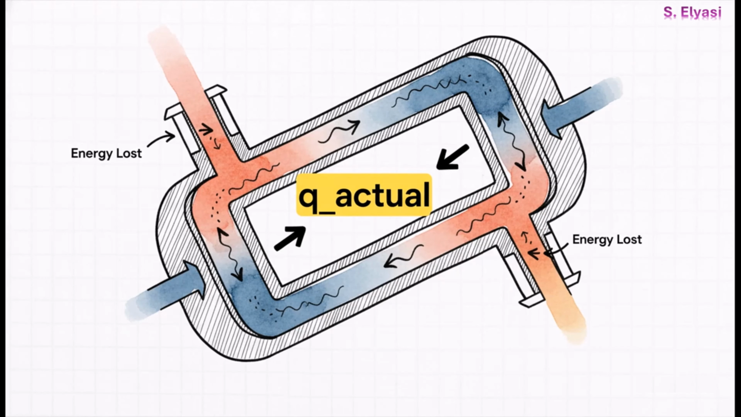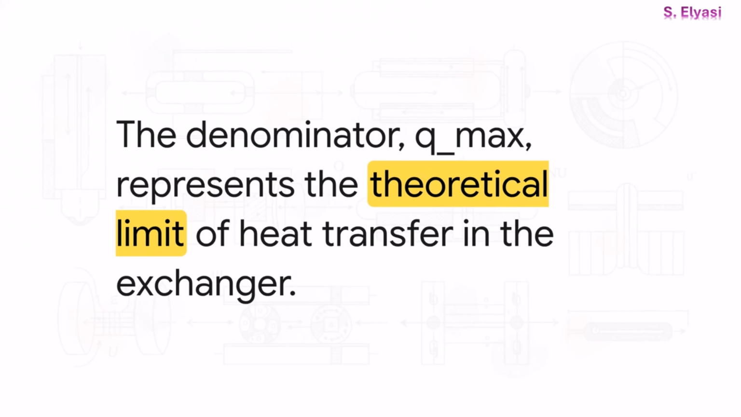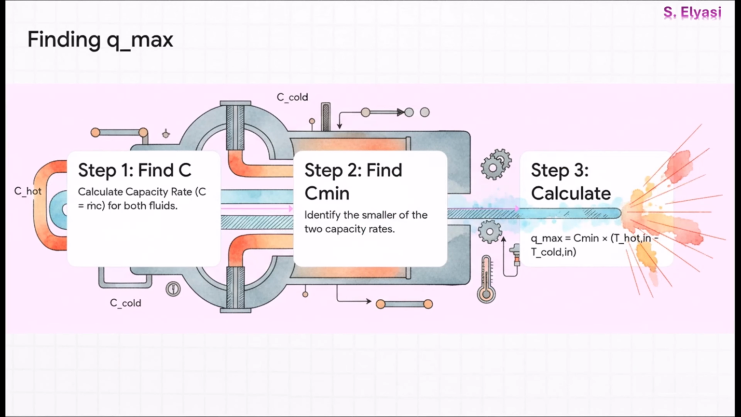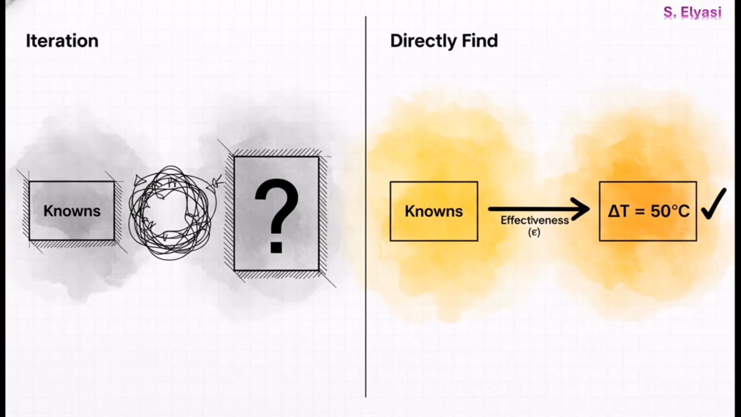So that top number, Q actual, is what's really happening. The heat your system is actually moving. And the bottom number, Q max, is the theoretical limit. Think of it as the perfect scenario. Now this is cool. That maximum transfer is actually limited by the fluid with the minimum heat capacity rate. This fluid is the bottleneck. It's the one that dictates the absolute maximum heat transfer possible. And this is why it's so great. With effectiveness, you can find the temperature change directly, no iterating.